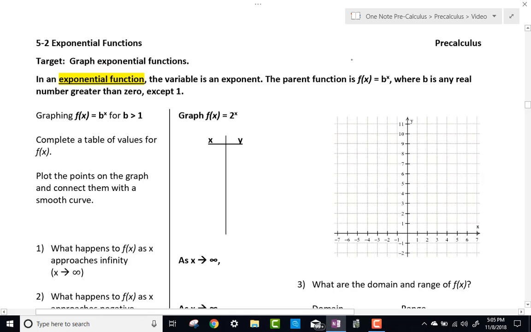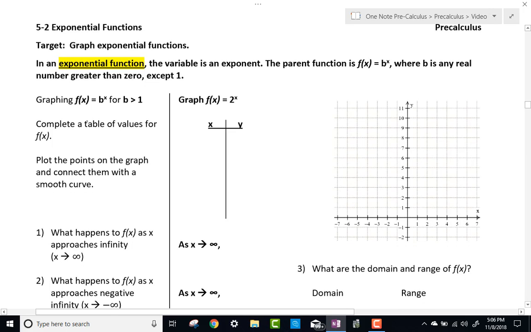Alright, so we're here to talk about graphing exponential functions today. So we're going to start off by graphing a function f of x equals 2 to the power of x. And you'll notice my notation up here at the top says f of x equals b to the power of x, where b is any real number greater than 0 except 1.